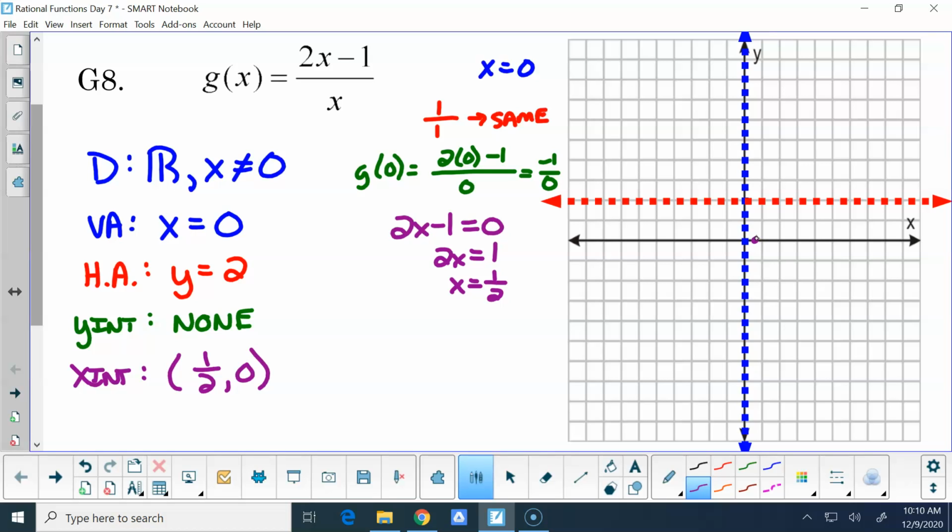Step 5 we don't have yet. Step 6 we don't have yet. So next up we've got step 7, which is, let's pick some points. Let's go with negative 1. If I put in negative 1, that's going to give me negative 2 minus 1 is negative 3 over negative 1. That's positive 3. Then negative 10. That would be negative 21 all over negative 10, which is positive 2.1.